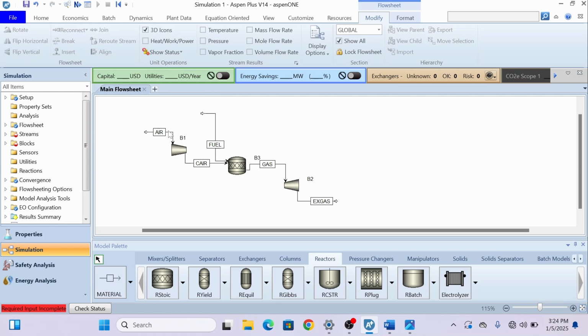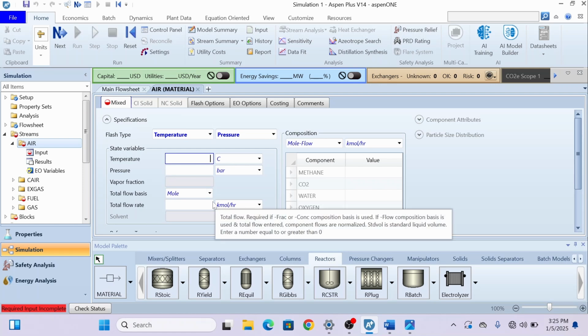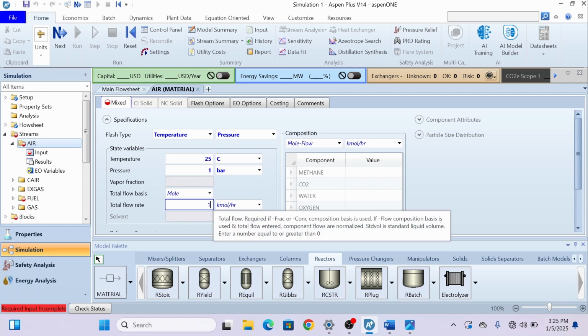So I can press this air, double click on this air. So now what was the temperature of air? You can take the ambient temperature of air. Pressure, 101.325 kilopascal was given. So you can write 1 bar, that is equal to 101.325. It is not the same, but it is very near to that.